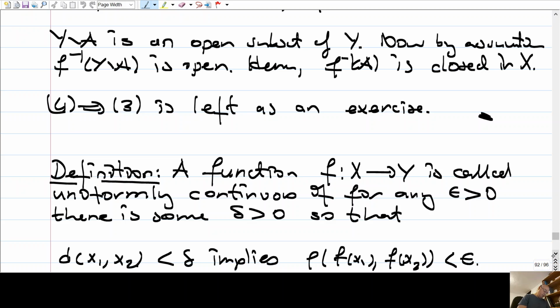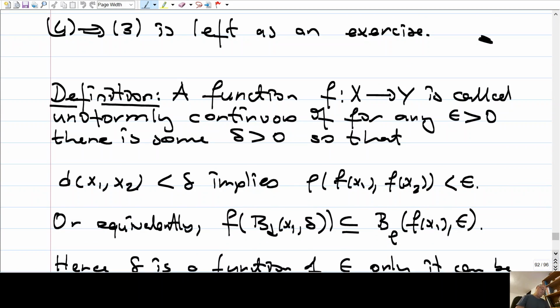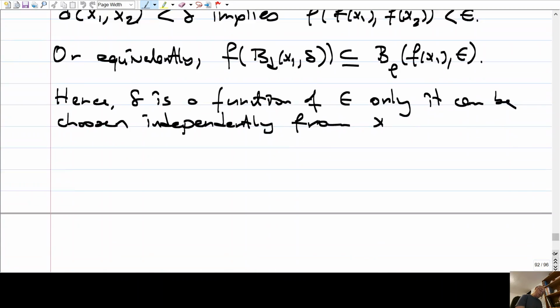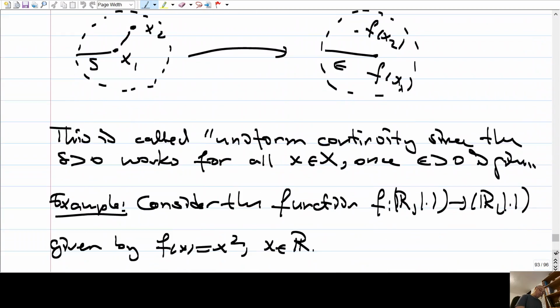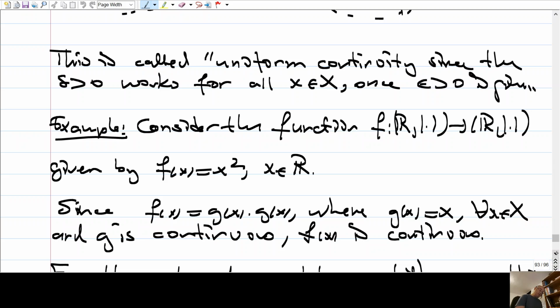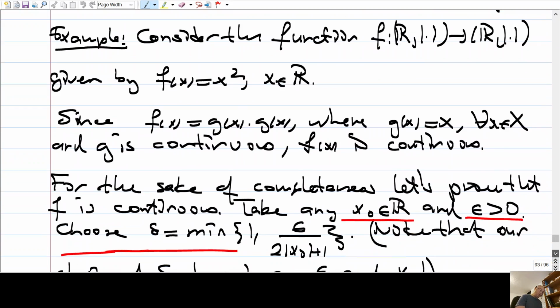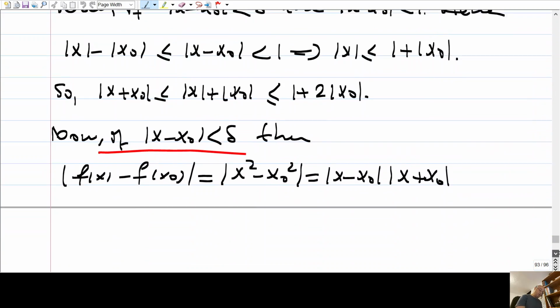A function is called uniformly continuous if for every epsilon positive there is some delta, so that delta-close points are mapped to epsilon-close points. If this holds for every epsilon, we call the function uniformly continuous. And then we have seen some examples of uniformly continuous functions and functions which are not uniformly continuous. For example, x squared is clearly continuous but not uniformly continuous.